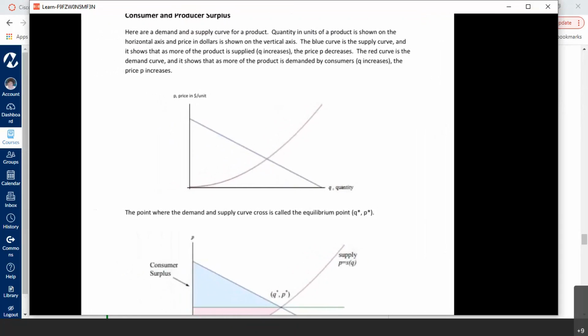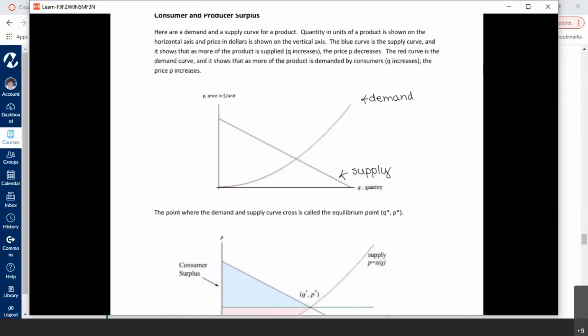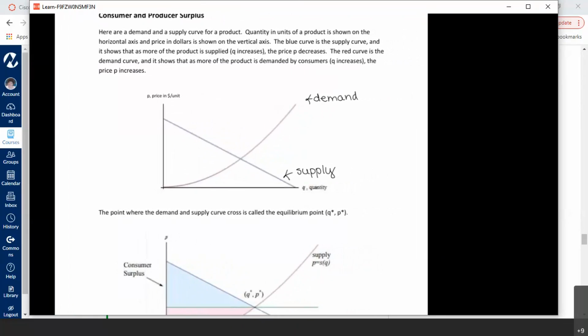Okay, so here's supply. Demand. Okay, so basically, again, apologize for the color fade out here. Okay, so what the supply curve is showing you is that as more of the product is supplied, and the product here quantity is on your horizontal axis, okay, and here's the price on your vertical axis. Okay, so as more of the quantity, the product is supplied, you can see what's happening to the price.